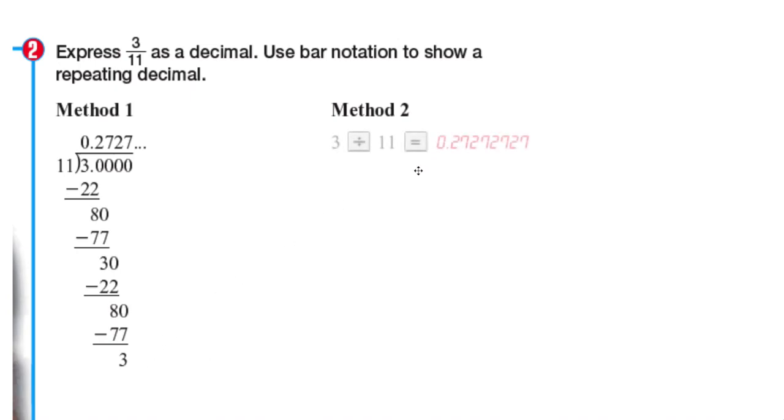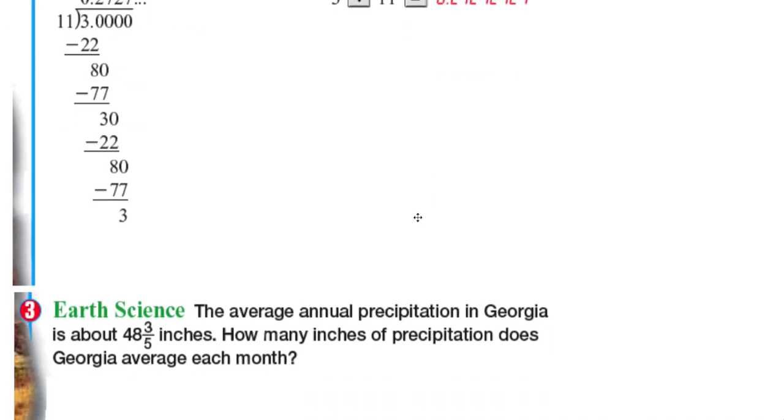Method number 2 is simply using a calculator. 3 divided by 11. You notice that the digits will repeat in your calculator. So this is what we call a repeating decimal.